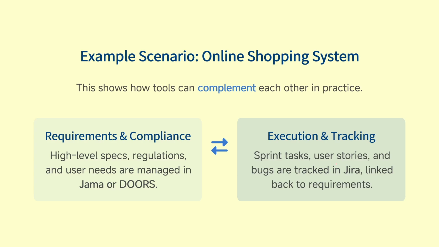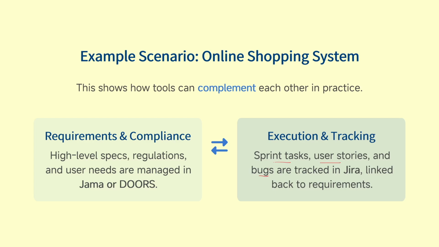So we will take an example scenario, say online shopping system. So where we can identify that the tools complement the practice. So requirements and compliance. So when you have high level specs, regulations and user needs, they could be managed in JAMA or DOORS. And the same software during the execution and tracking, say to identify what are the sprint tasks, what are the user stories, bugs, those could be tracked in your JIRA.